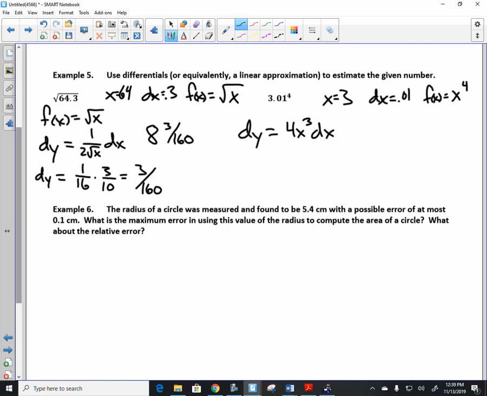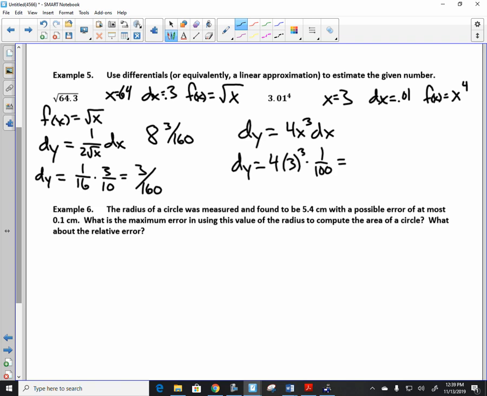Somebody estimate it. It's going to be close to what? Close to 81, right? So 3 to the 4th power is 81. So we know it's going to be close to 81, but how much do we move up from 81? And that's going to tell us. dy is equal to, what do we plug in for x? 3. So 4 times 3 cubed times 1 over 100.